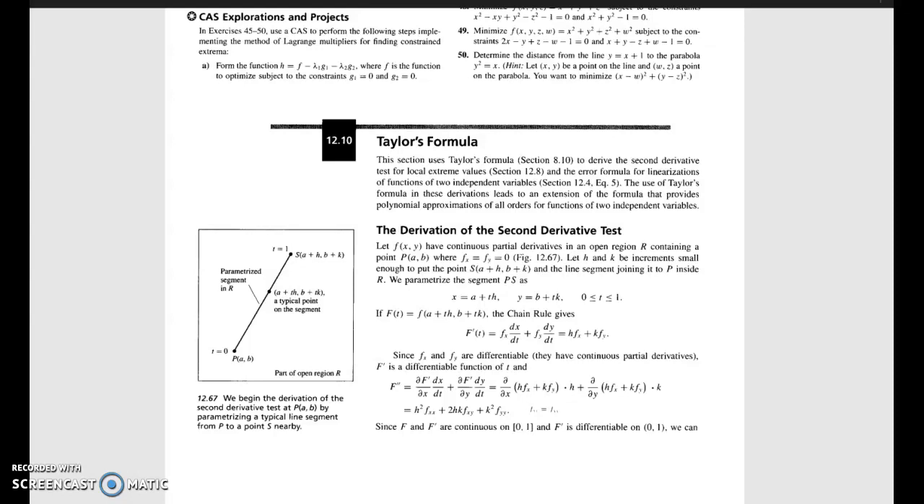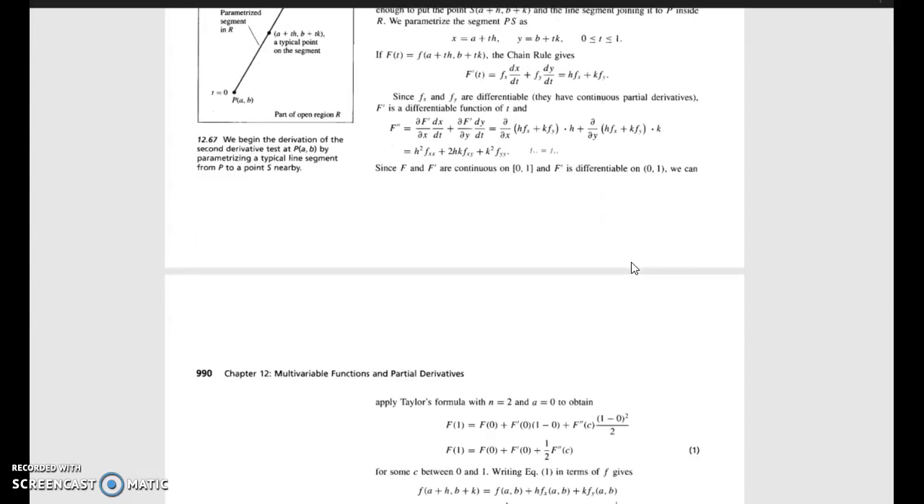Hello. Today I would like to explain Taylor's formula, Taylor's formula for a function of two variables. You know what Taylor's formula is for a function of one variable. So what will be the Taylor's formula in the case of a function of two variables? This can be done by using the derivation of the second derivative test.